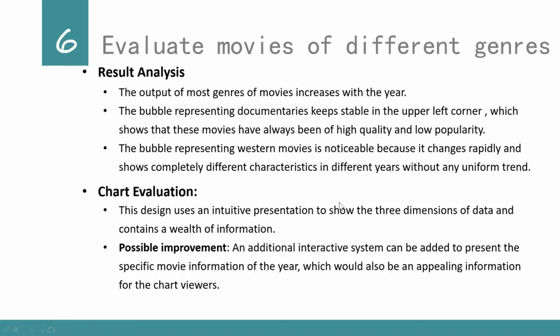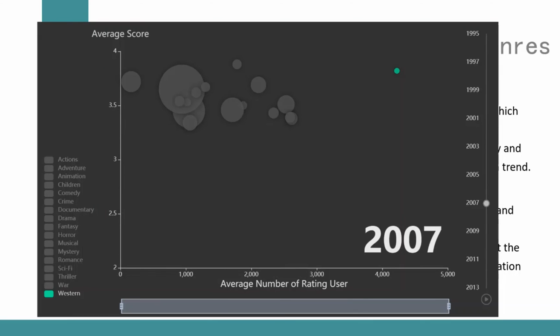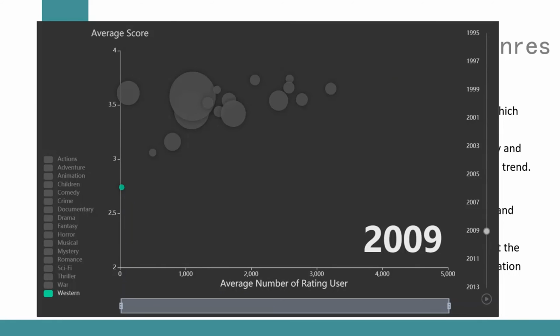Finally, the bubble representing Western movies is noticeable because it changes rapidly and shows completely different characteristics in different years without any uniform trend. For example, Western movies have both high quality and popularity in 2007, but they were both low quality and very unpopular in 2009. This may be well explained by the low annual production of Western movies, so that the average score and average number of rating users are easily affected by specific parts of the movie. Several popular masterpieces or movies with a bad reputation may significantly affect the overall level of such movies.